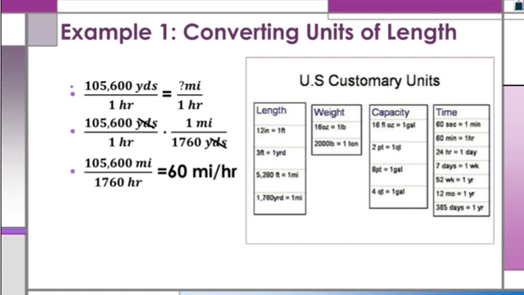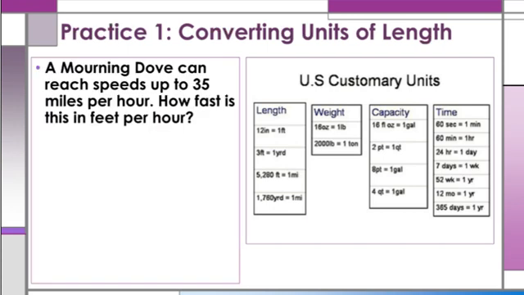The key part is making sure that you have the unit label that you want to cancel out. They need to be opposite so they can divide each other out. That is very important for you to remember to do these problems correctly. Once the labels cancel out, you just multiply straight across, and you can see that our answer is already in miles per hour. So let's take a look at an example ourselves.